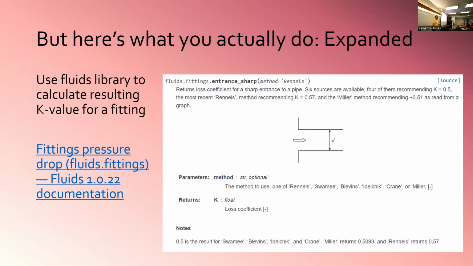And this is just an expansion. So essentially what the fluids library does. You have a geometry, and it's linked here, which is again on the PowerPoint and the Confluence. You have a geometry, and it returns a K value for that geometry. So this is just one, but there are dozens of geometries which the fluids library has. And you can tailor it to your needs. So you just input a geometry, it outputs a K value. Pretty simple.